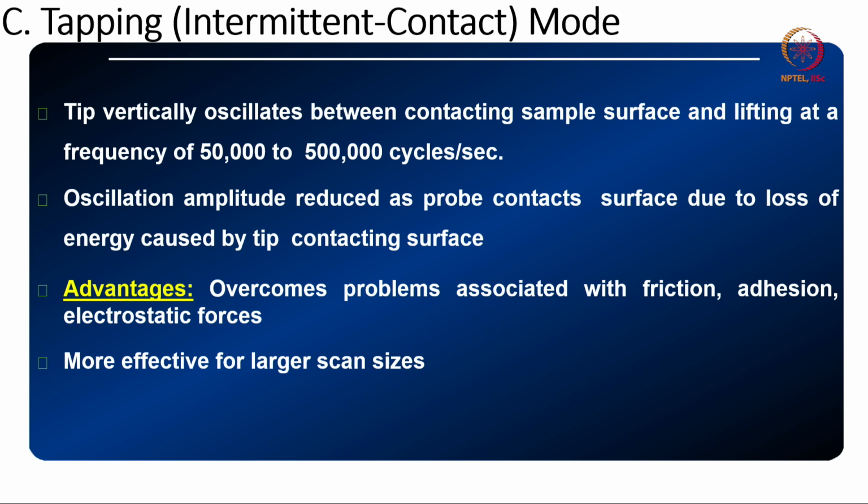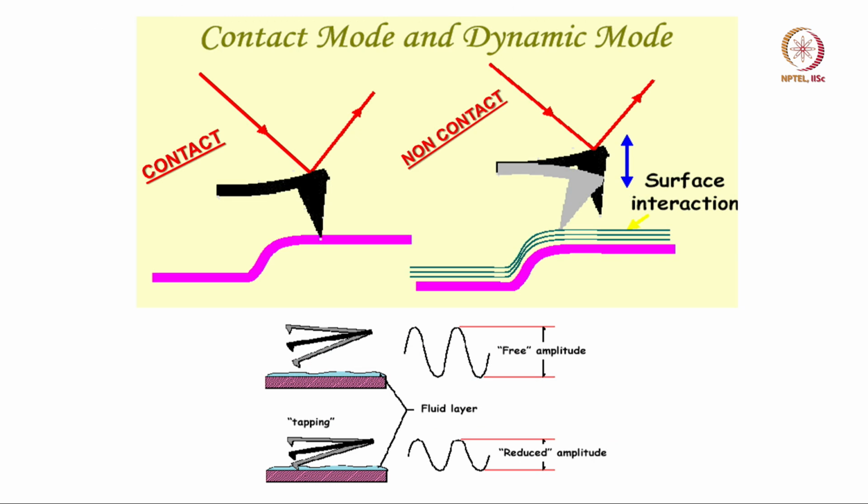The third one is tapping mode, where the tip vertically oscillates and the frequency is about 50,000 to 5 lakh cycles per second. Oscillation amplitude is reduced as the probe contacts the surface due to loss of energy. Advantages are it can overcome the problems associated with friction, adhesion, electrostatic force, because we are not scanning it, we are tapping it, and it is more effective for larger scanning size, because you can do this tapping in a faster way compared to the contact mode.